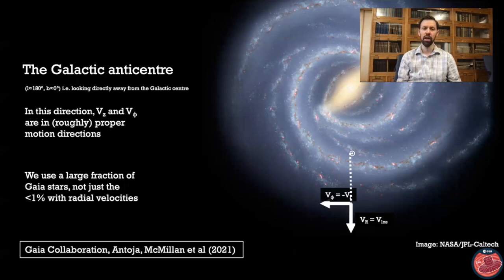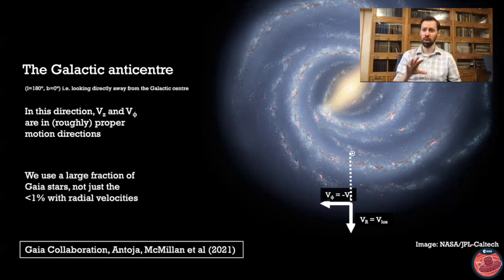of the galaxy. So particularly this paper in 2021, where we looked at the galactic anticenter, that is to say, stars in the opposite direction on the sky to the galactic center, so looking towards the outer disk. We looked in that direction specifically because in that direction, the proper motion directions on the sky are equivalent to the rotational velocity of stars and the vertical velocity of stars.